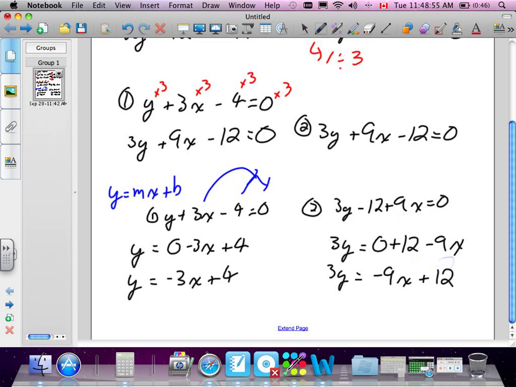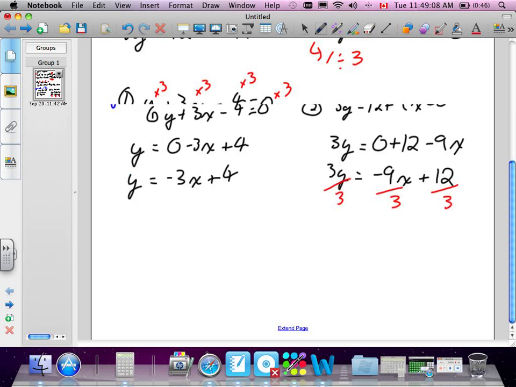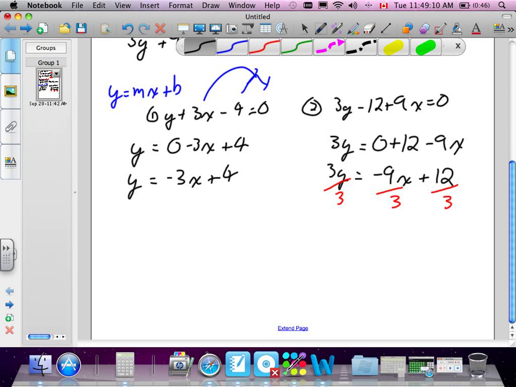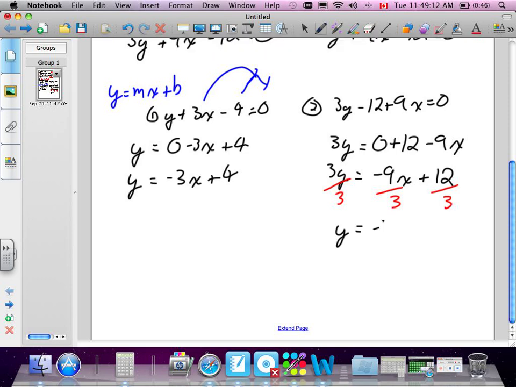Okay, and finally, I need to get it equal to just y. So I need to divide both sides of the equation by 3, which means I have to divide every term of the equation by 3. I'm going to end up with y is equal to negative 3x plus 4. So again, you guys have noticed, which we already discovered, these are equivalent linear systems.